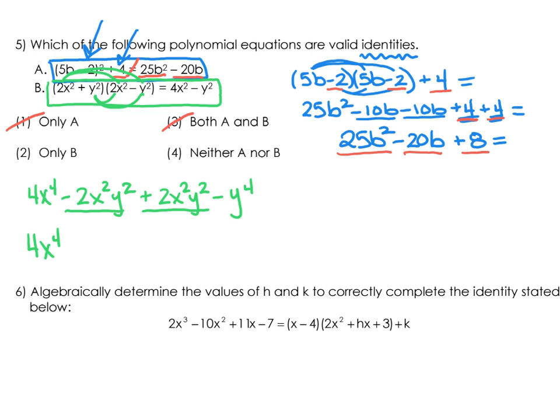One's negative, one's positive, and they're exactly the same besides that. And so they're going to actually cancel each other out, and then a minus y to the 4th. And now I'm going to go ahead and see if that's what they have. So they have a 4x squared. Ooh, we do have a 4x to the 4th. So that is not the same.